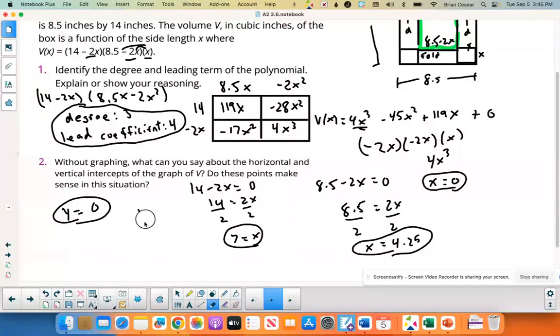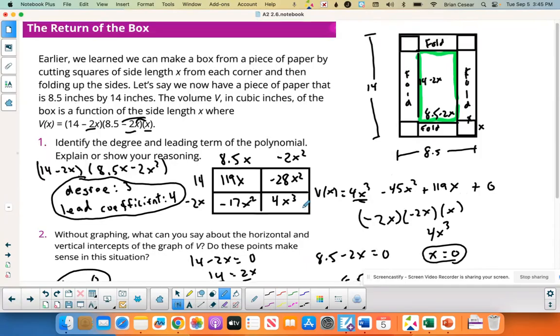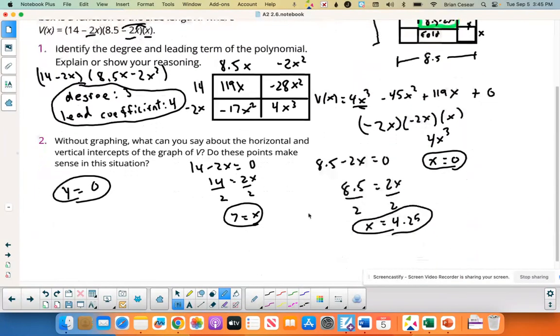So let's think here. Do they make sense in this situation? So remember, what's x? X is the side length of your square that you're cutting out, okay? So can x equal 0? Well, if I cut out a square with side length of 0, it doesn't really work. You won't have anything to fold up. So this one does not make sense, okay?